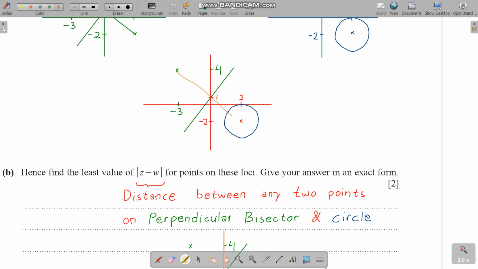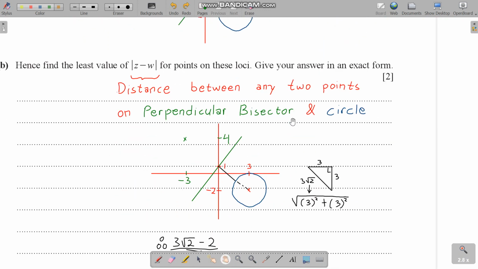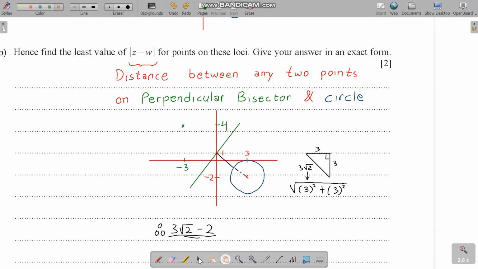Because this is the straight line connecting the center and this point here, the shortest distance must be this line. So to find the shortest distance, just look at this triangle here. So if we draw this right angle triangle, this distance is 3, and this distance is from 1 to minus 2, so it is also 3. So actually we have an isosceles right angle triangle.